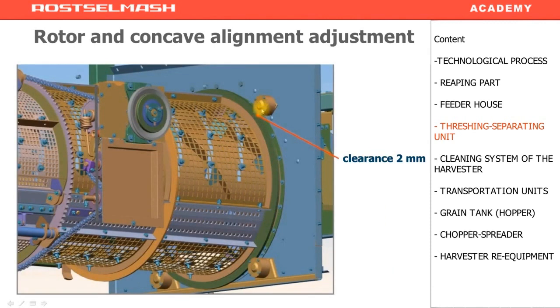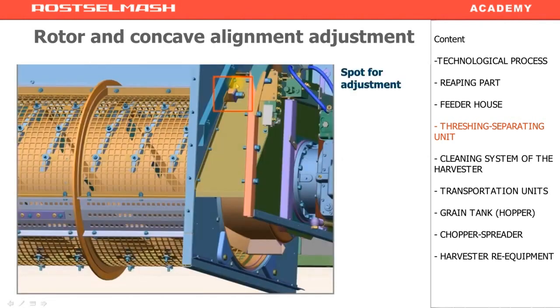There are 4 back rollers. The upper 2 are placed at a distance of 2 millimeters. The lower ones are not adjustable and they are not eccentric. The axis here is rigid and the rollers are fixed in it. On the other side we see that the upper ones are adjustable, but the lower ones have no adjustment nuts.